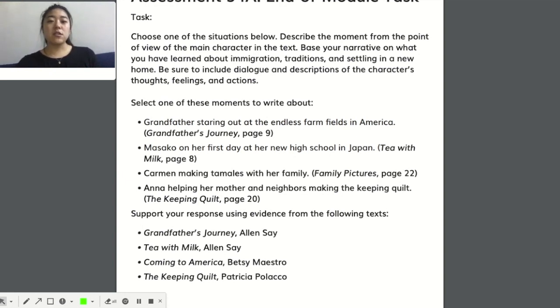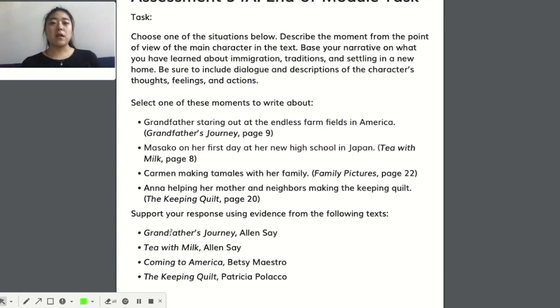All right, and I'm actually going to have all of these pages attached here, and I'm going to read them out loud to you again so that you can really listen again and see which character you want to be in this narrative writing piece. Okay, and then on the bottom it says support your response using evidence.